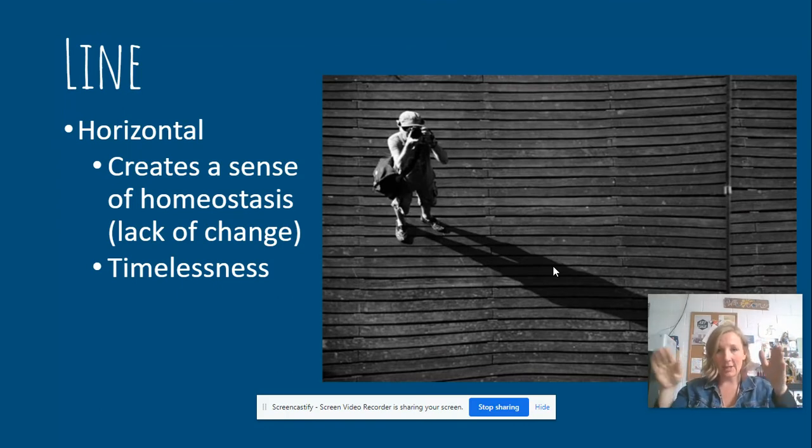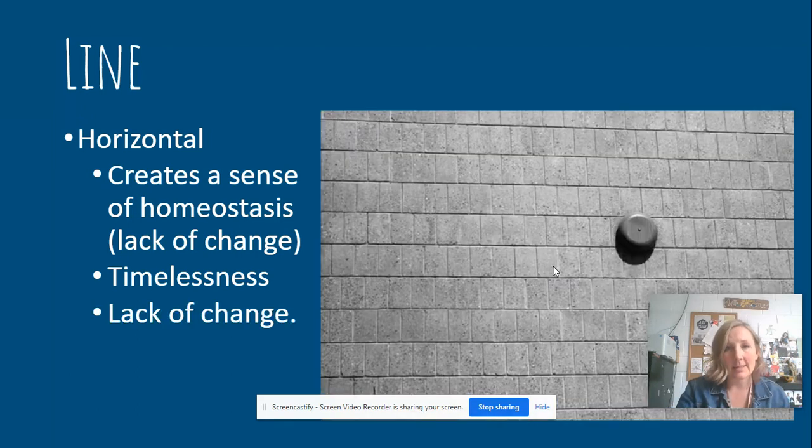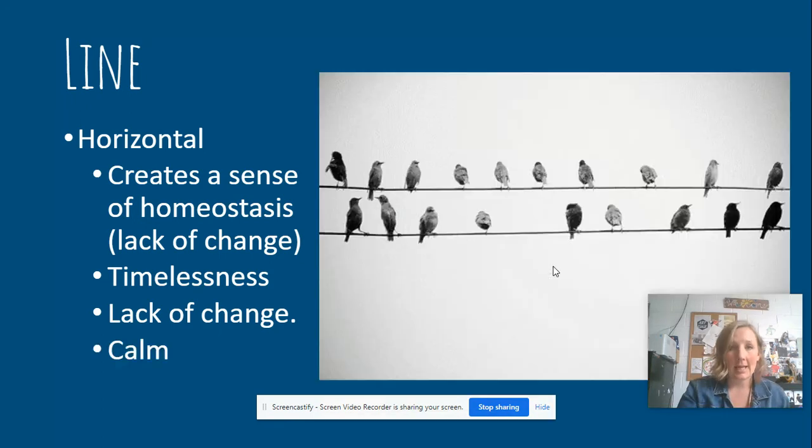So if you have your edges here and your line goes beyond those edges, you get a sense of timelessness. Lack of change, that kind of goes along with homeostasis, obviously. I even listed it there twice. And just things staying very steady and the same. Calm, of course. Horizontal lines are calming. Again, think of lying down. If you ever are feeling tired or need a quiet moment, you can lie horizontally. That really helps. That's what a lot of people do.